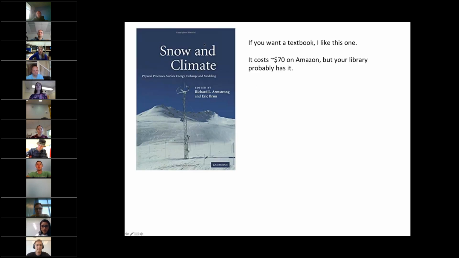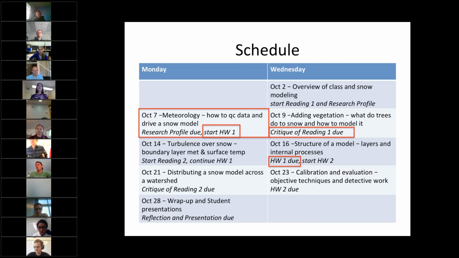All right. Just one aside, if anybody wants a textbook for this class, it's absolutely not required. You don't need it. I think this one is decent. It costs, I think, too much money on Amazon, but your library probably has it. So if you're looking for something that will talk about parts of a snow model for your own reference, this is one you might want to consider. Also, if anyone else has a favorite one, feel free to post on discussions. I really recommend this reference.